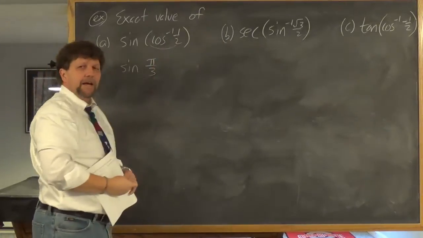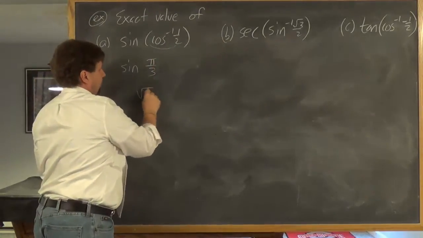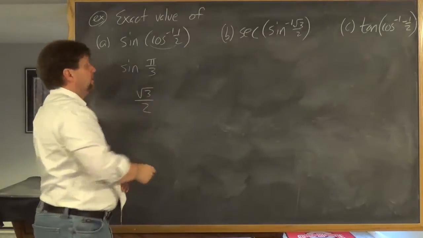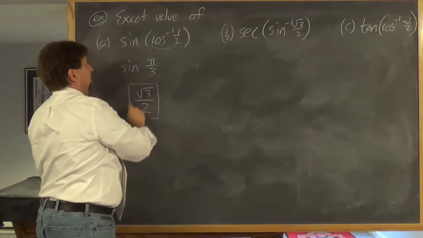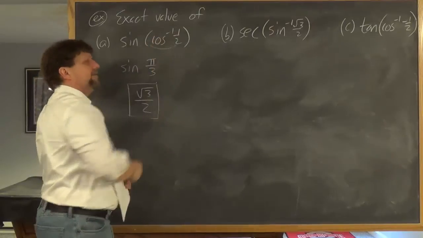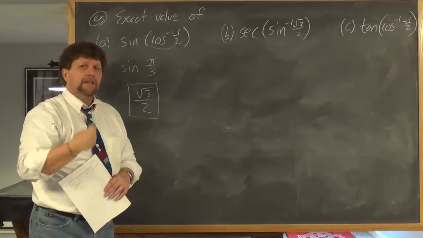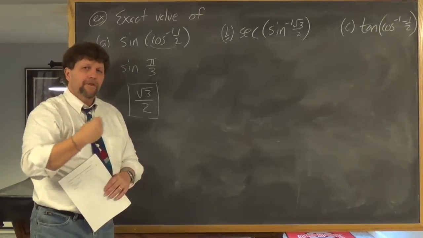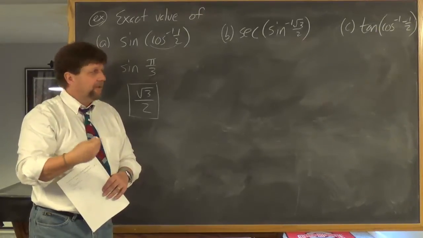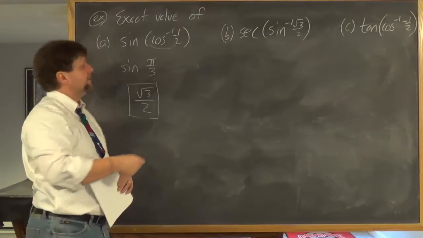What's the sine of pi over 3? Square root 3 over 2. So that is the exact value of sine of inverse cosine of 1/2. Notice how everything keeps coming back to this unit circle. The more proficient you are with the unit circle, the better your life is in trig.